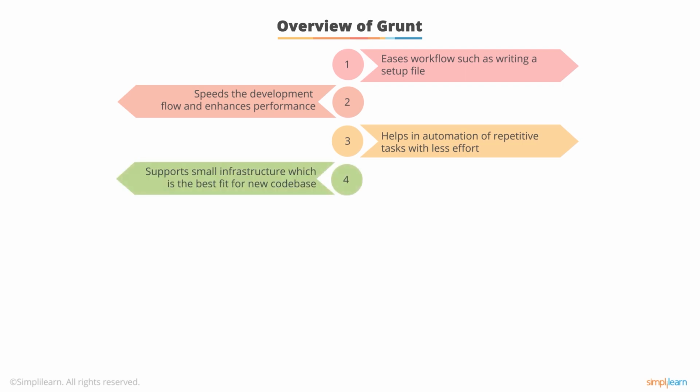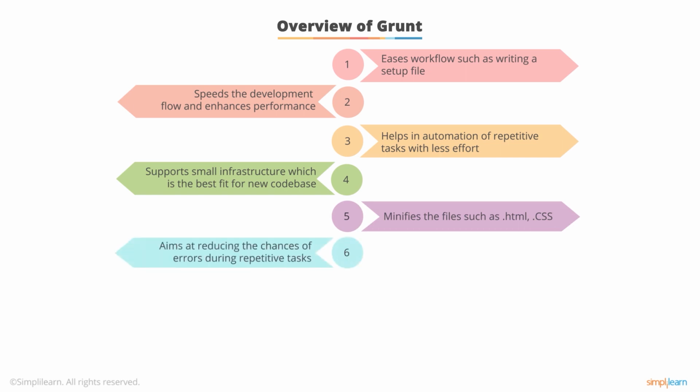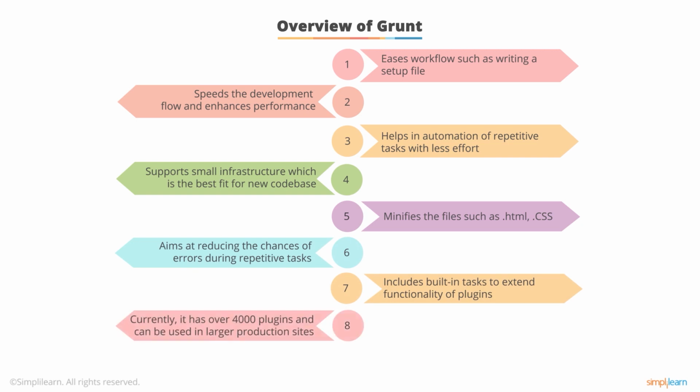It supports a small infrastructure, which is a best fit for new code bases. Grunt minifies files such as HTML and CSS, thus reducing the potential problems with network latency. Grunt aims at reducing the chances of errors during repetitive tasks, and it includes built-in tasks to extend functionality of plugins. Currently, Grunt has over 4,000 plugins and can be used in large production sites.